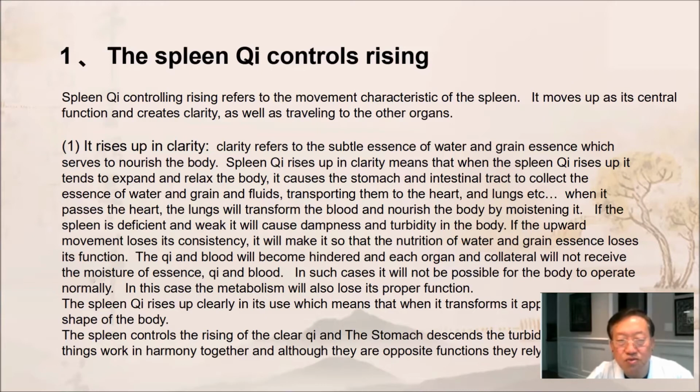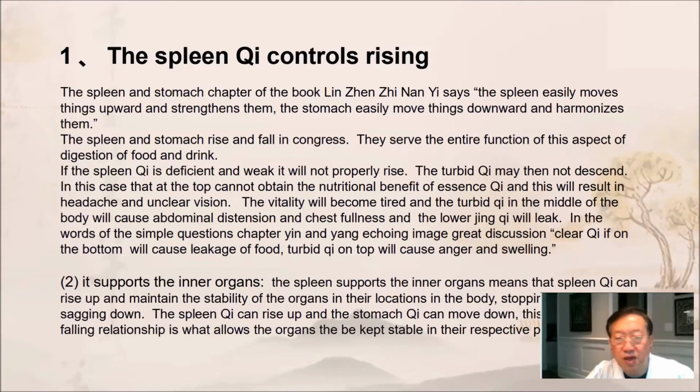The spleen qi rises up clearly in its use, which means that when it transforms, it appears in the shape of the body. The spleen controls the rising of clear qi, the stomach descends the turbid qi. These two things work in harmony together, and although they are opposite functions, they rely on one another. Spleen and stomach chapter of the book Lin Zhen Zhinan Yi says, the spleen easily moves things upward and strengthens them. The stomach easily moves things downward and harmonizes them. The spleen and stomach rise and fall in congress. They serve the entire function of this aspect of digestion of food and drink.